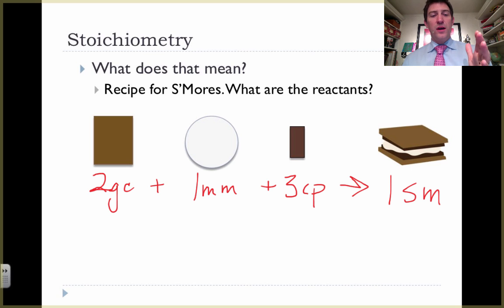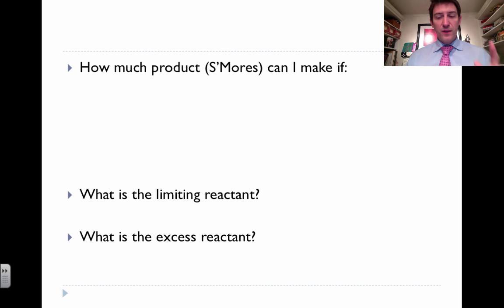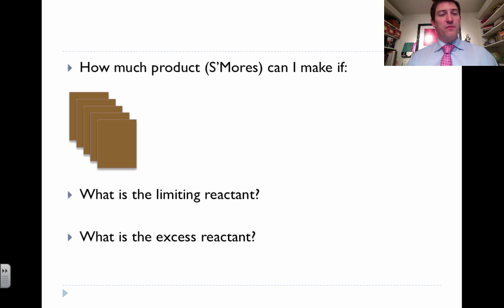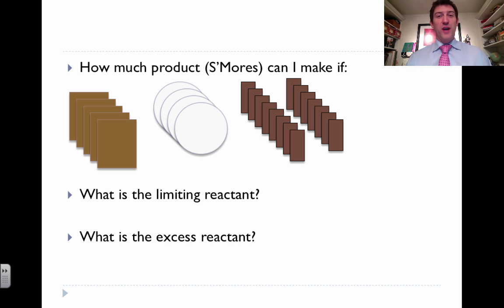So now we know what our recipe is, but if we go to the store and buy supplies, maybe we can't buy supplies in those exact ratios. If we can't, then we're probably going to run out of one of those things before we're done making as many s'mores as we'd like. So let's go to the store and pick up some supplies. Let's say we've picked up 5 graham crackers, 4 marshmallows, and 15 chocolate pieces.